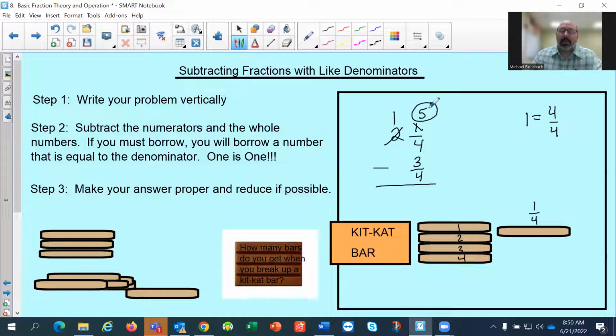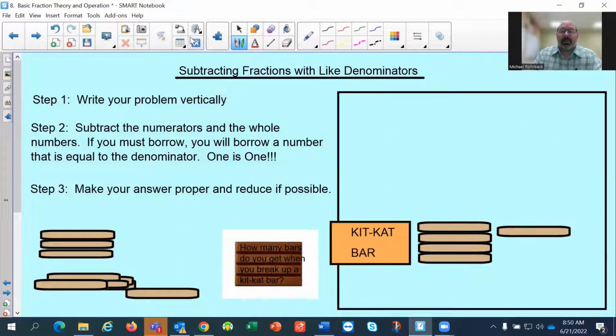Now, if you can get this down, the rest of it's easy. 5 minus 3 is 2. The denominator stays the same. 1 minus nothing is 1. And that would reduce to 1 1/2, which would be the answer to the problem. Okay. So that is the big deal.